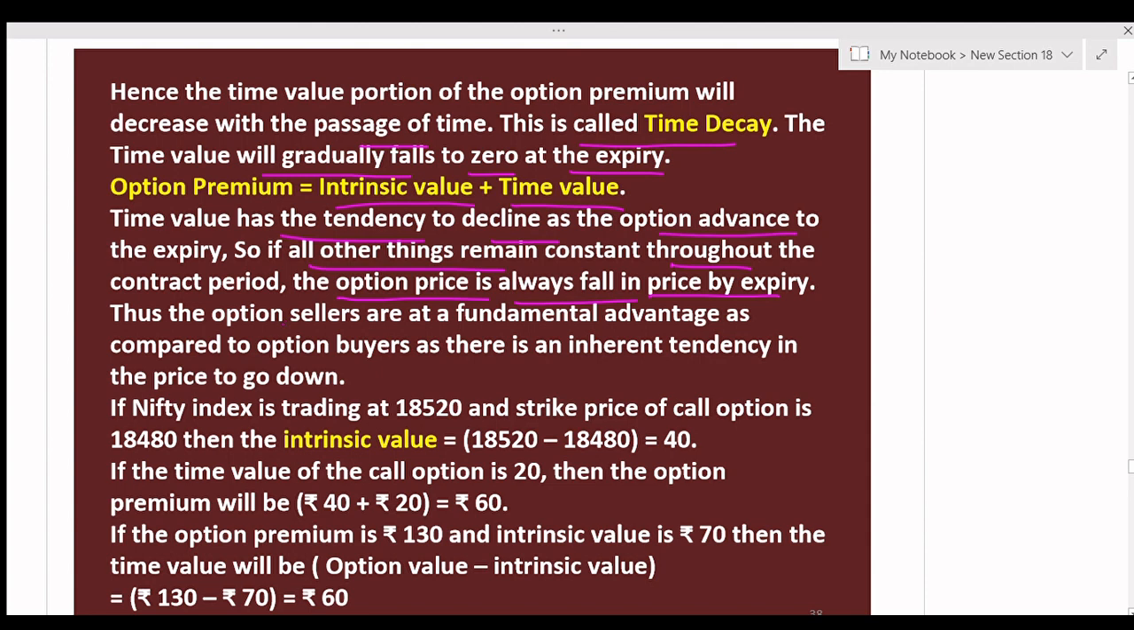Thus, option sellers are at a fundamental advantage as compared to option buyers, as there is an inherent tendency in the price to go down. I already discussed this.